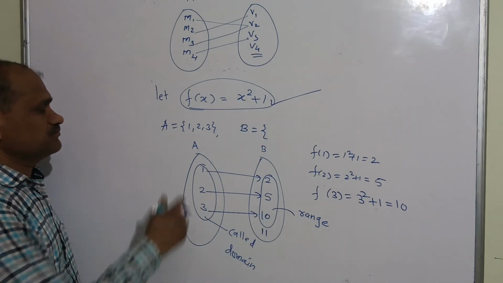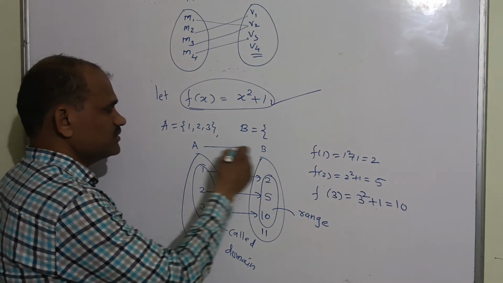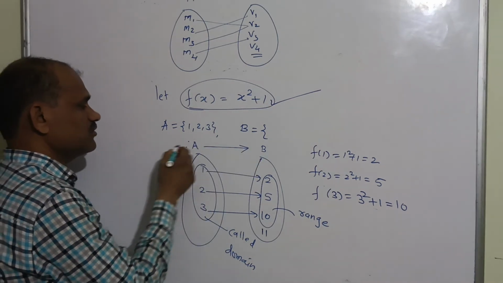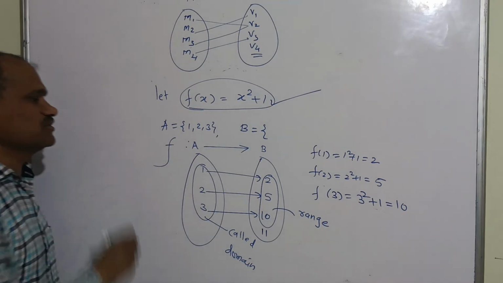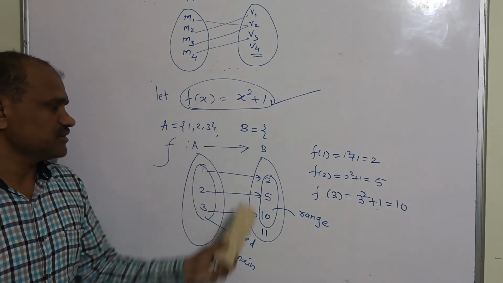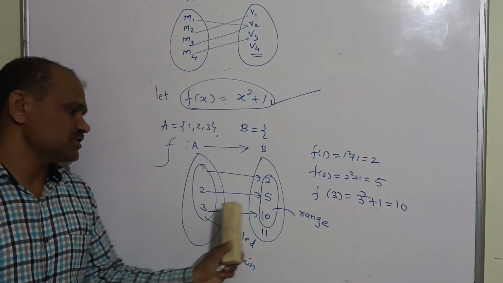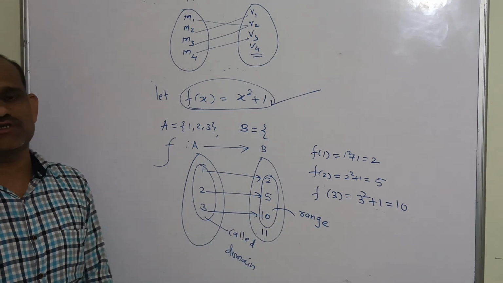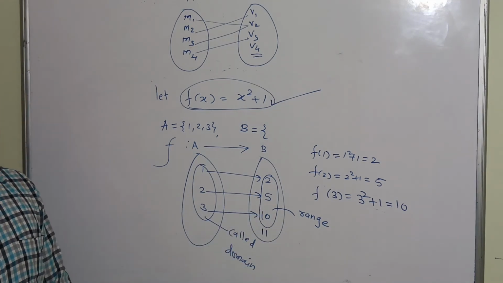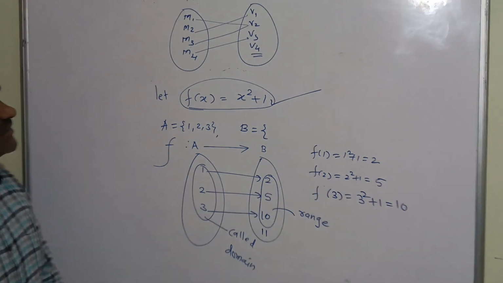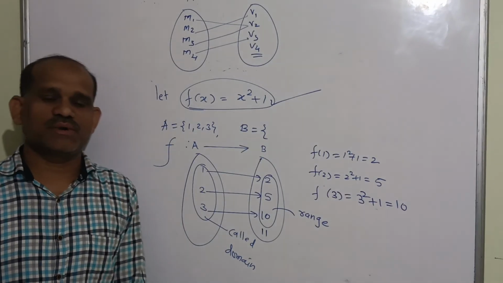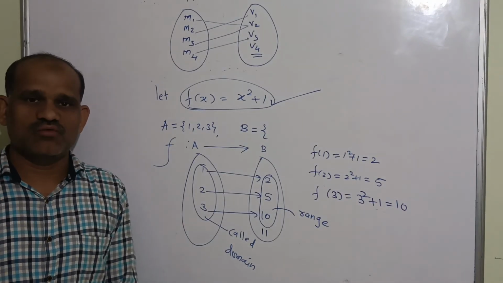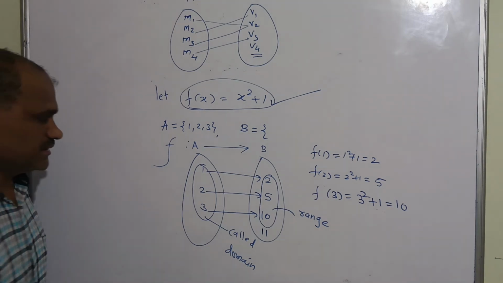So here set A and set B are related to each other. We denote it in this way. This is called a function. This is the domain. This is the range. So dear students, today we have discussed the definition, that is, what is meant by function. Now we can do some examples.